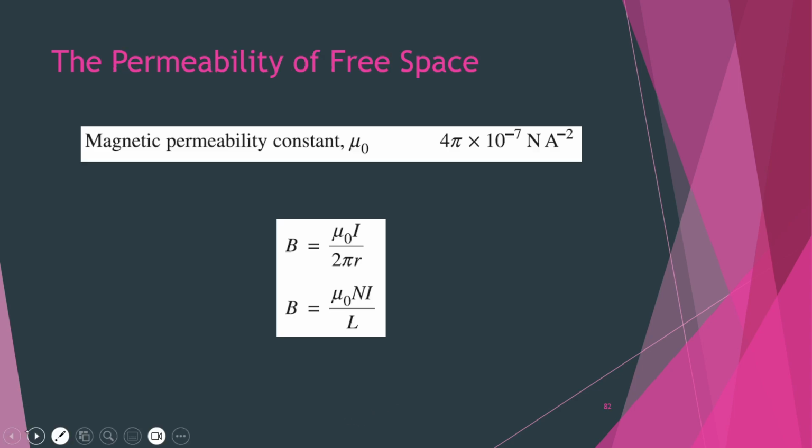The other value that's a little bit different today that we're going to be introducing is the permeability of free space. In the datasheet, it's referred to as the magnetic permeability constant, and it is equal to 4 pi times 10 to the negative 7. You will find that in both formulas that we're using today, mu naught, or again, the permeability of free space, is required to have these equations function.